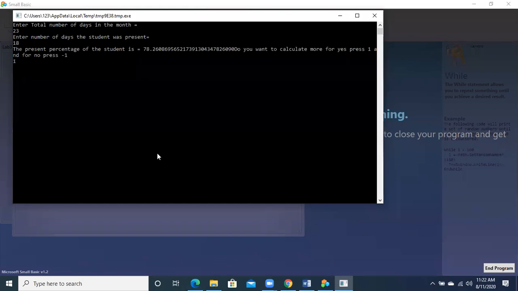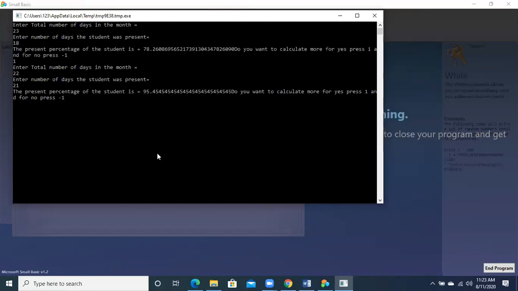मैं 1 करता हूँ, दोबारा से पूछा जा रहा है. Again it is asking me to enter the total number of days in the month. अब मैं कहता हूँ total number of days 22. The student is present for 21. The total percentage is now 95%. Again it is asking me, do you want to calculate more? Press 1 for yes and -1 for no.